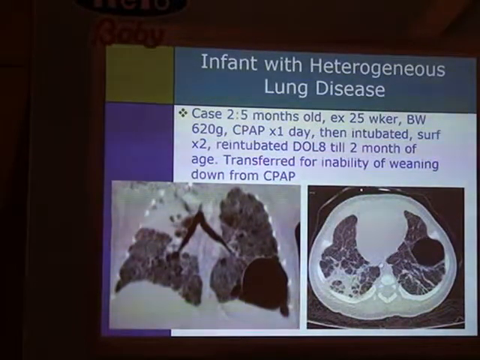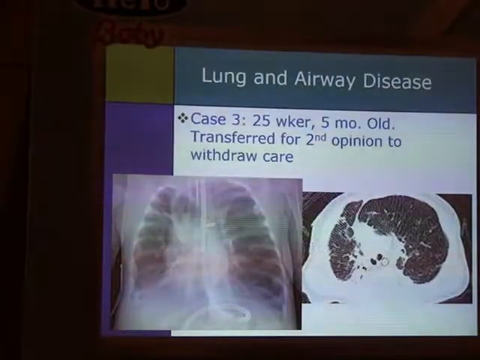And they were transferred to us for an inability to wean down from CPAP. They had to continue to keep re-intubating this baby. And you can see with this CAT scan, there's this huge, large dilated area on the bottom right-hand side there. So this lung injury is very different. You see some cystic changes, you see some atelectatic areas, and that right upper lobe there, and this very large dilated area in the left lower lobe there.